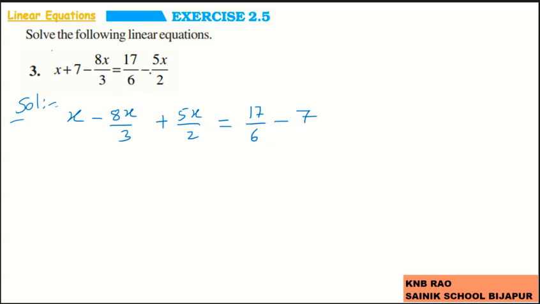If you observe, I transposed the variable term 5x by 2 from the right hand side to the left hand side. When I transpose, as it is a subtrahend in RHS, it becomes an addend in LHS. And I transposed this 7, which is a constant term in LHS, to RHS. Since it is an addend in LHS, it becomes a subtrahend in RHS. Now I have all the variable terms in the left hand side, all the constant terms in the right hand side.